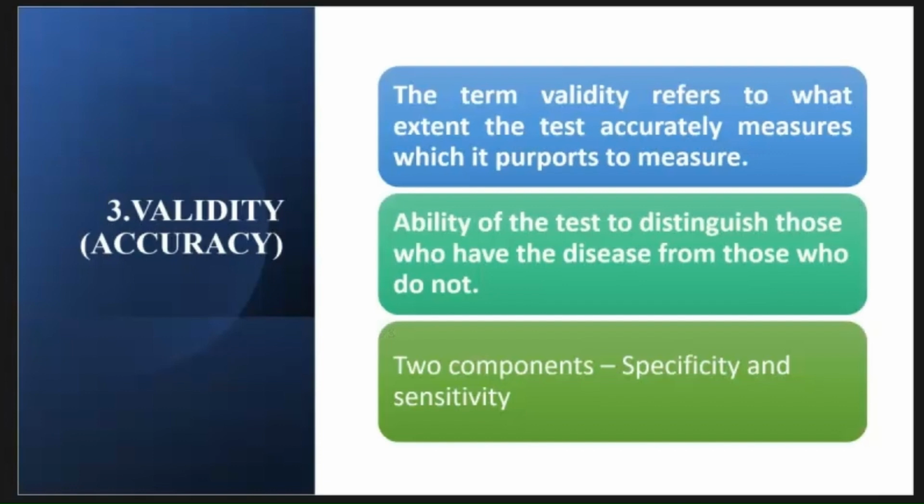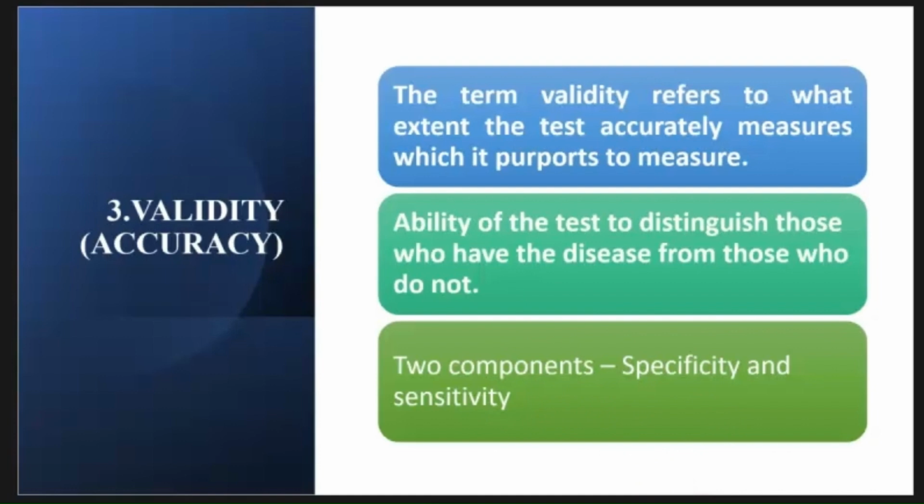So coming to the validity, which is also known as accuracy. Validity refers to the extent to which a test accurately measures what it is meant or claimed to measure. So it is the ability of a test to distinguish those who have the disease from those who do not have it. It has two components: one is the sensitivity, and the other component is the specificity.